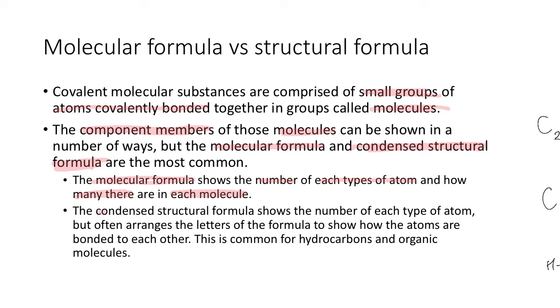The condensed structural formula shows the number of each type of atom, but often arranges the letters of the formula to show how the atoms are bonded to each other. This is common for hydrocarbons and organic molecules where the same molecular formula can have different structures. So let's have a look at an example.